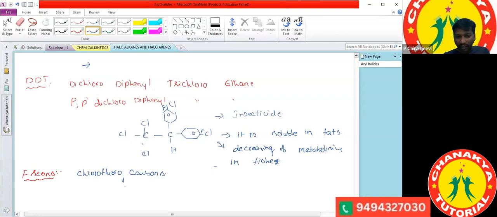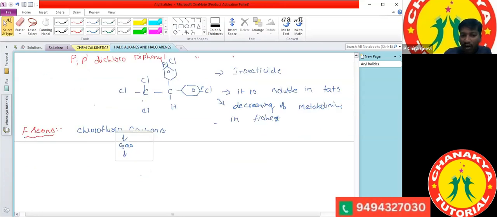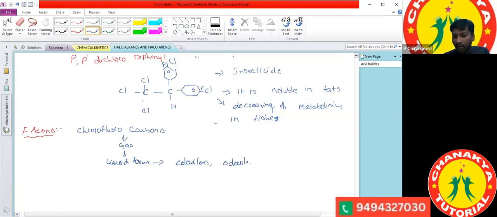Actually, freons are gases. If they are gases, by decreasing their temperature we can easily convert freons into liquid form. Freons are colorless, odorless, and non-toxic also. Due to that reason only, freons are used in refrigerators.